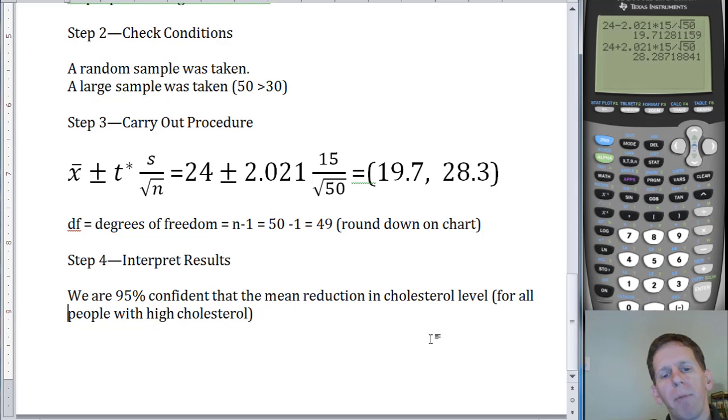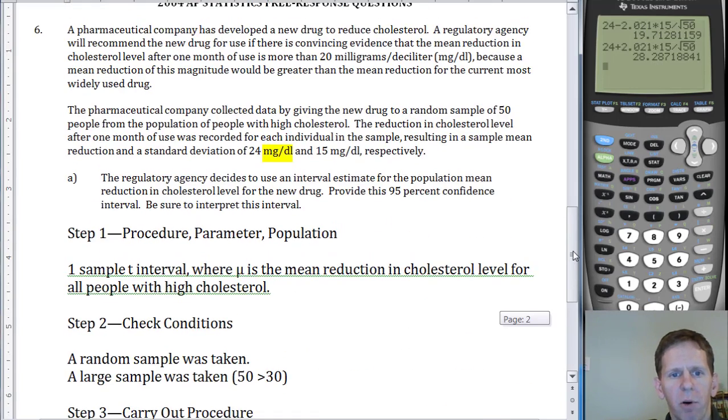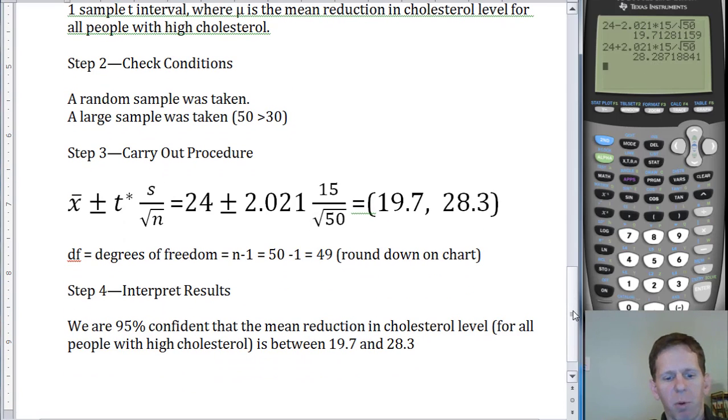If you want to include the population information, you can. At minimum, you have to talk about what we're estimating, which is always going to be your parameter, the mean reduction in cholesterol level. And then you bring up the two numbers we just addressed in step 3, is between 19.7 and 28.3. And if there's units to include, which we do have here, milligrams per deciliter, I think it's appropriate to include that as your conclusion.